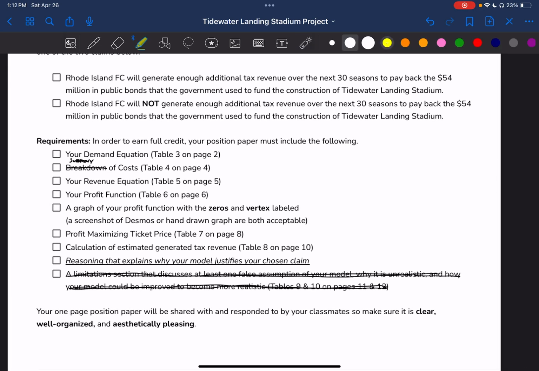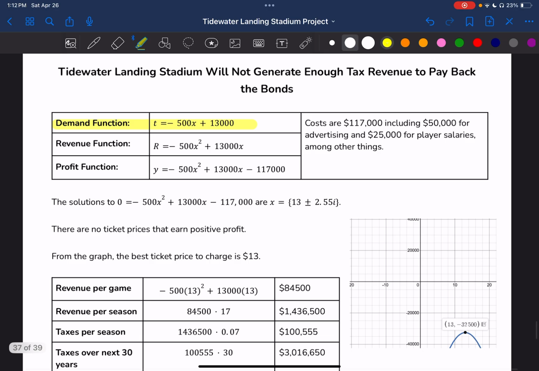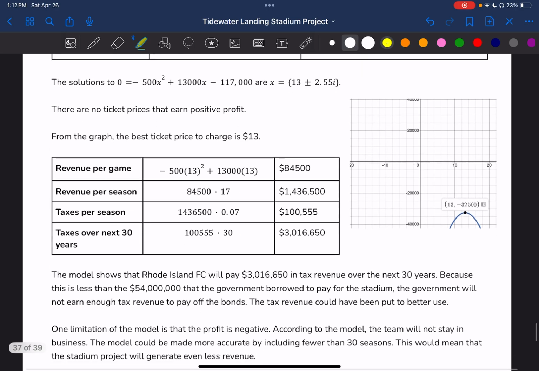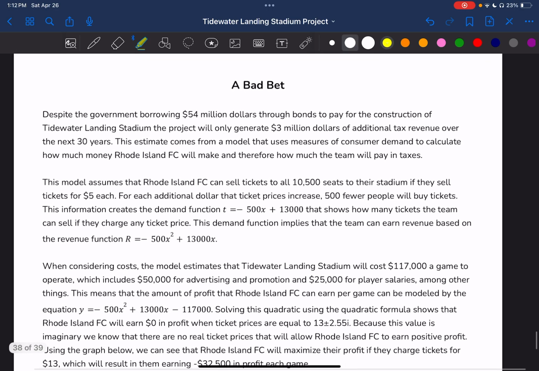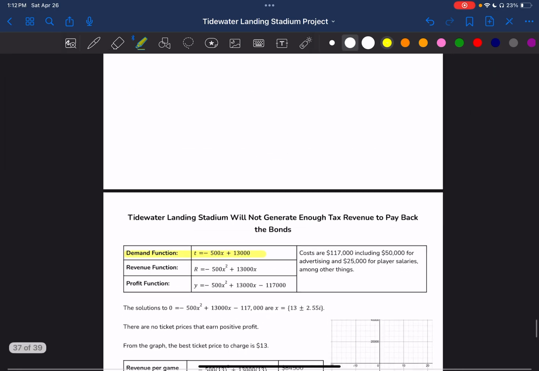So the first requirement, that's the demand equation. And in the first position paper, that's labeled right here. I say demand function here. Function, equation, you can use either of those. And then for this one, I included it in this paragraph here. Creates the demand equation.